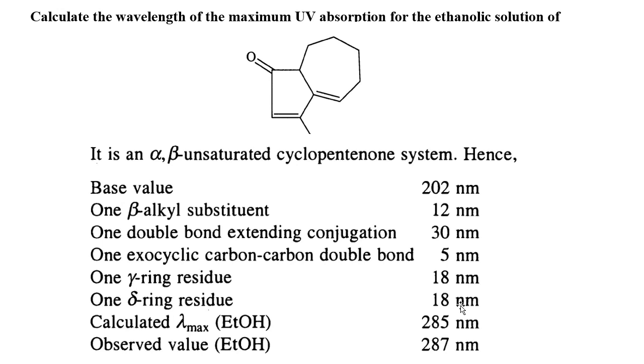Okay, it is alpha position, it is beta position, the beta alkyl substituent contributes 12 nanometer. Here is the double bond extending conjugation that will contribute 30 nanometer. It is an exocyclic double bond that will contribute 5 nanometer. See, the gamma ring residue will contribute 18 nanometer. Here this position is the delta position. There is a ring residue that will contribute another 18 nanometer. Thus, the total calculated lambda max will be 285 nanometer for this molecule.